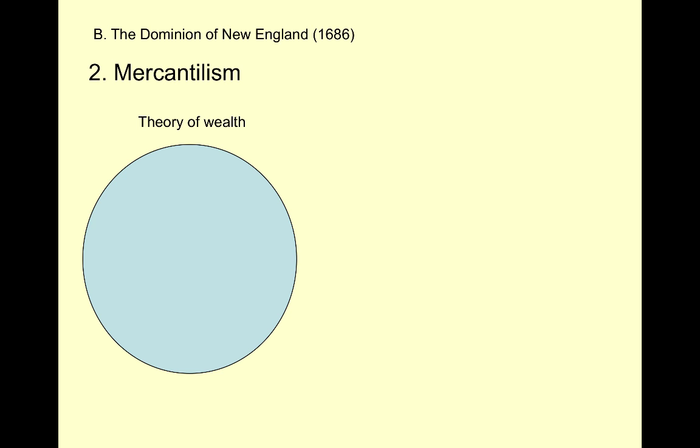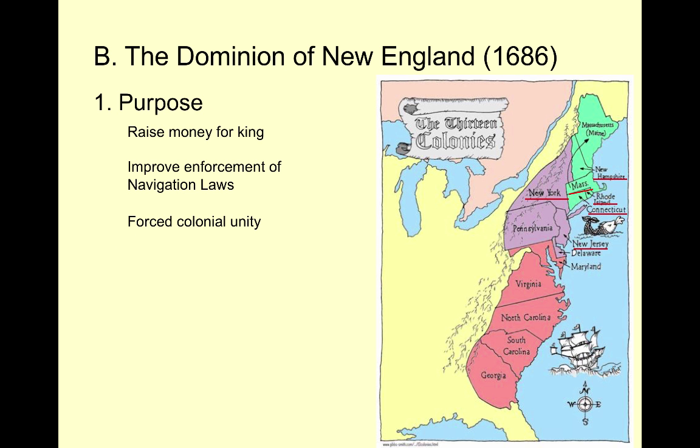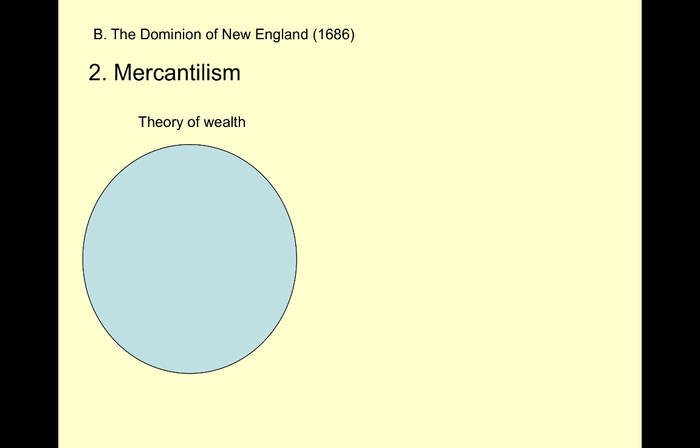And so if we take a second here, these navigation laws are part of an economic philosophy that's going on in Europe that's going to be applied to the colonies. It's called mercantilism. Now, mercantilism is, like I said, an economic theory, and it's something that was very popular at the time. Economists don't believe in mercantilism anymore, but they did at the time. And so let's talk about this theory.